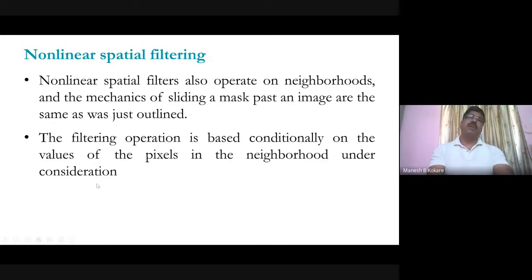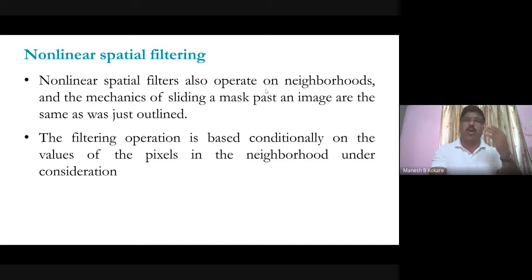Now, as I told you, there are two types of filtering: one is linear filtering and the other is nonlinear filtering. Nonlinear spatial filters also operate on the neighborhood, and the mechanics of sliding a mask across an image are the same as just outlined. There will be a mask of the nonlinear filter, operated on the neighborhood. The process is simple; the only difference is that the final result is not a summation.